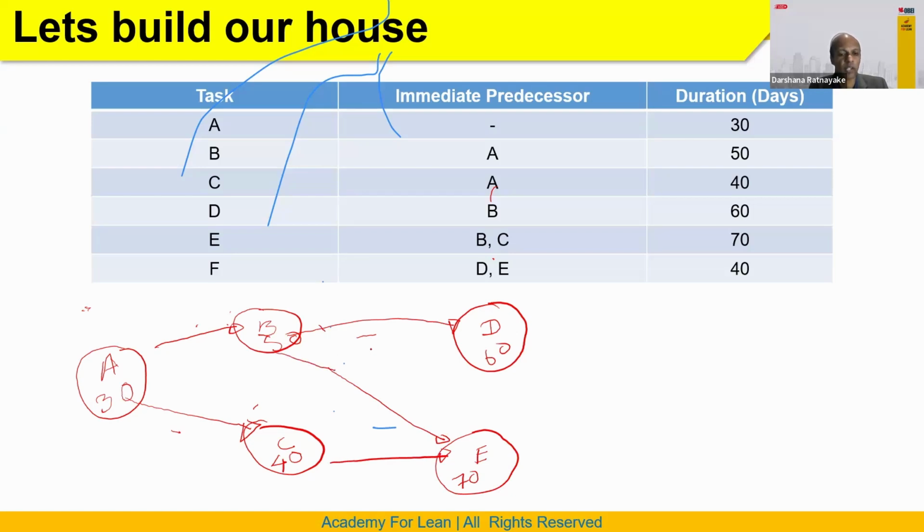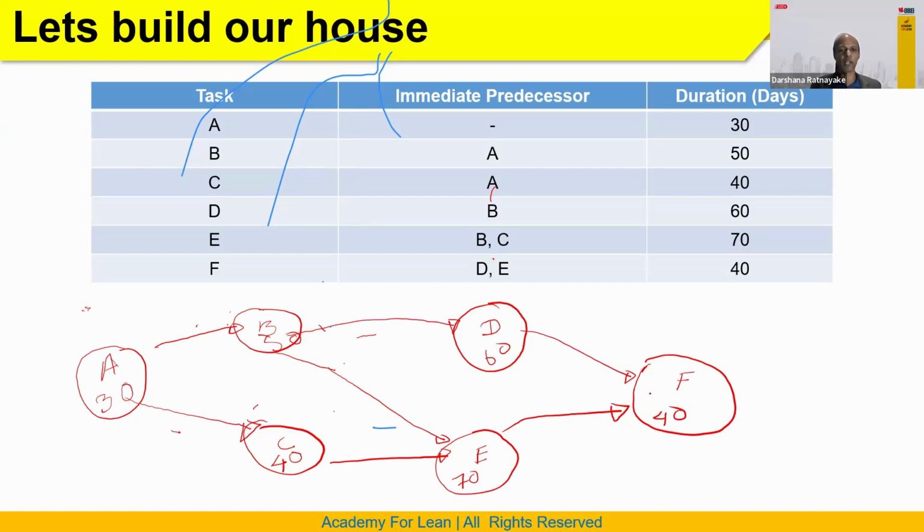Then task F. What do we need to complete? D and E. Task F takes 30 days. We need to complete D and E, and then only we can start task F. Now it's done.